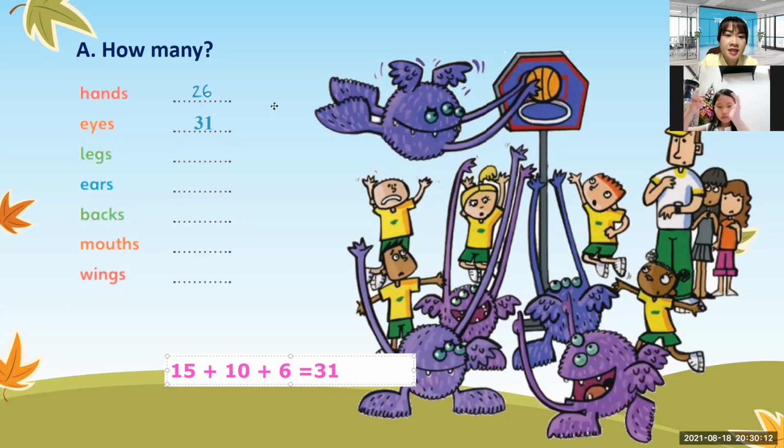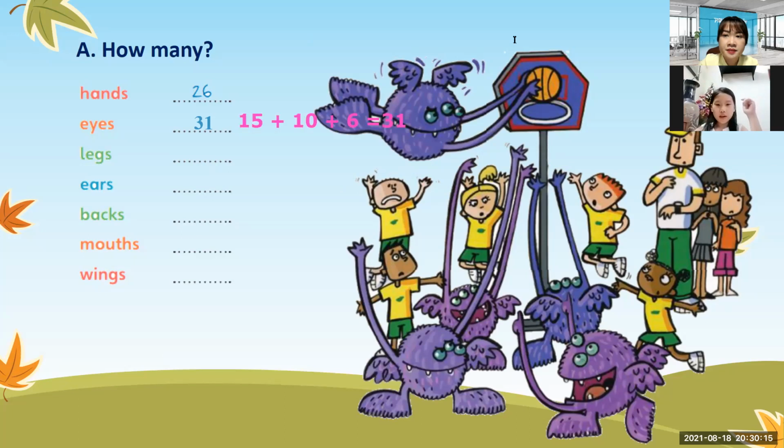Okay? Yes. Next one. How many legs can you see? I can see 26 legs. Yeah. Okay, it is the same as the hands. Everything has two hands and two legs. How about ears? How many ears are there? I can see 16 ears. Yes, 16 ears. Okay, and the back.